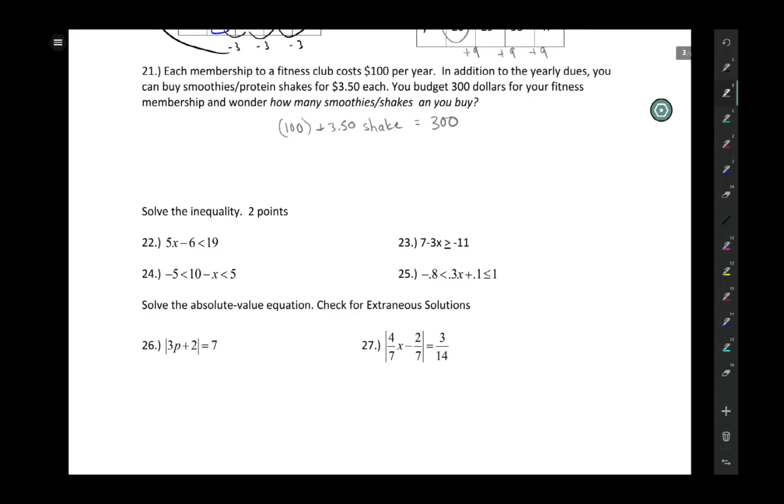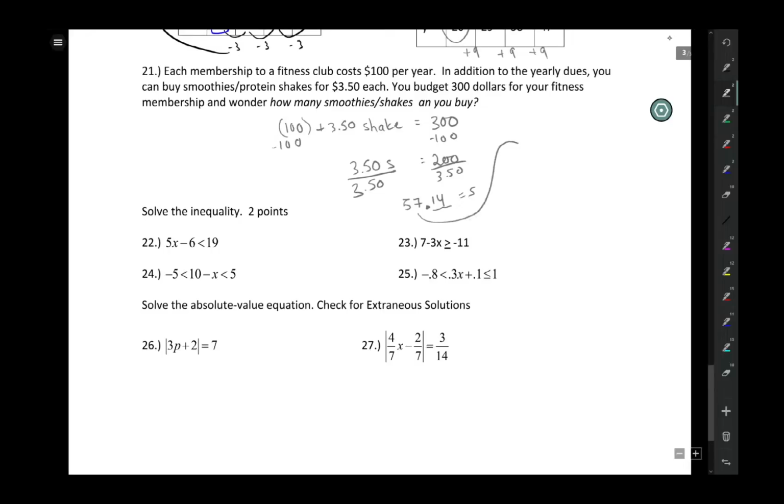Okay. So simply here, minus 100 equals $3.50 per shake. Divide by 3.50. 200 divided by 3.5 equals about 57.14. Well, you can't buy 0.14 of a shake. If you do, you're going over budget. So you need to round down.